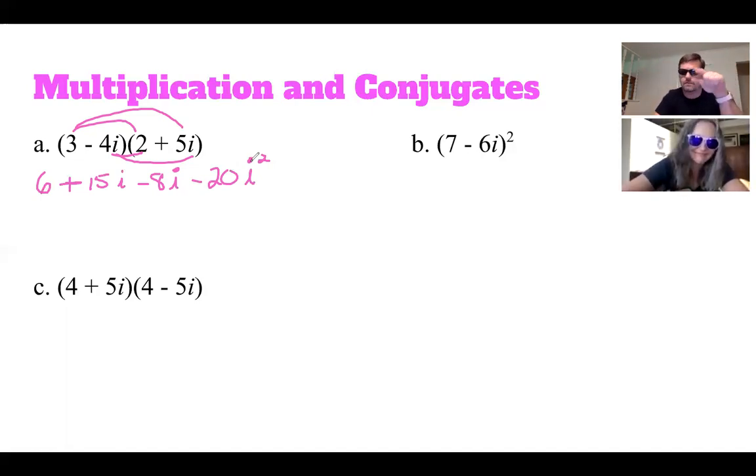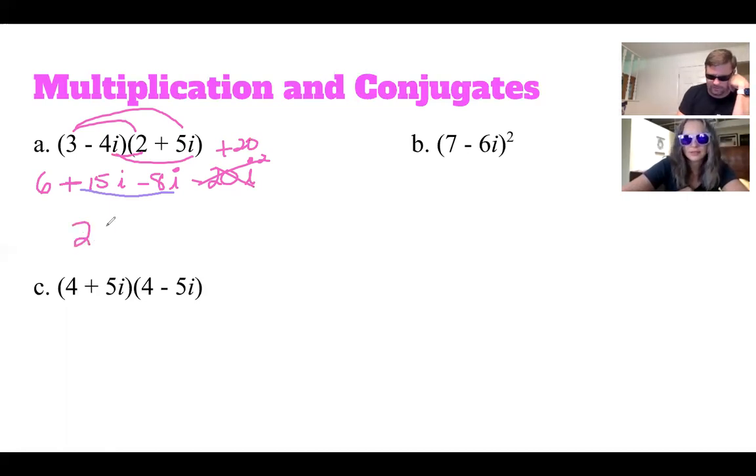If you could do that, and I know i squared is going to be -1, so that last term is going to straight up be really plus 20. If you could do that much in your head, maybe watch yourself, but okay. So I'm going to end up with 26. What is that, 7i? 7i, yeah. Okay.